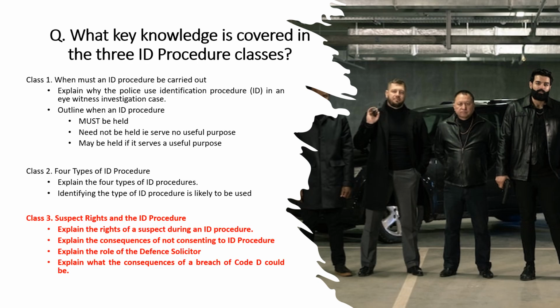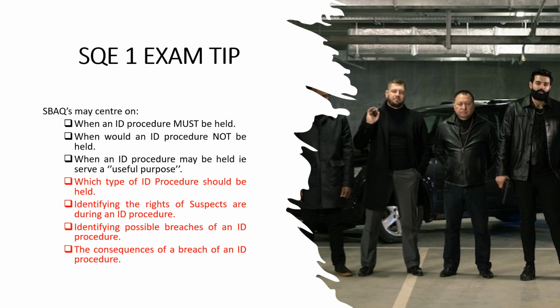What key knowledge is covered in the three identification procedure classes? So you can see class 1, class 2, and you can see what this class is about, which is about suspects' rights and the ID procedure. And here we're going to explain the rights of a suspect during an ID procedure, explain the consequences of not consenting to an ID procedure, explain the role of the defense lawyer, and explain what the consequences of a breach of Code D could be.